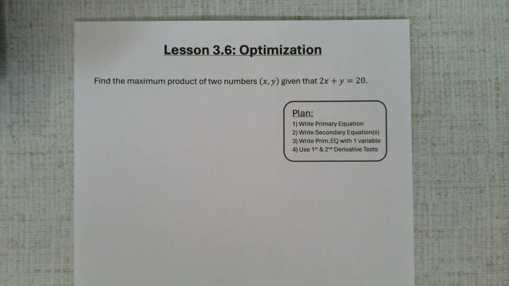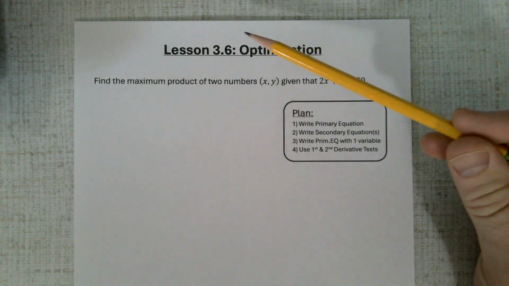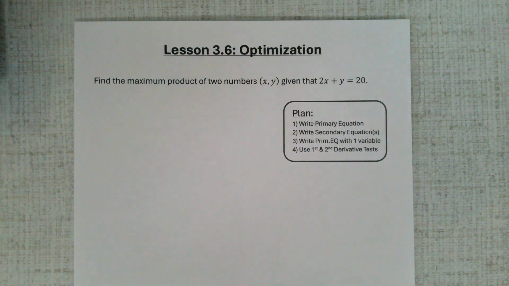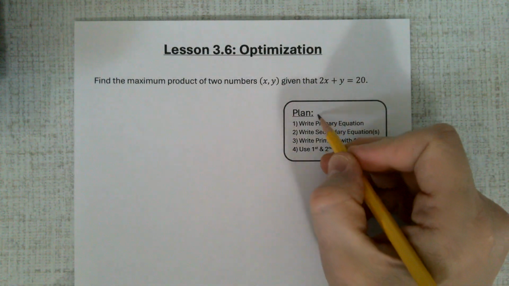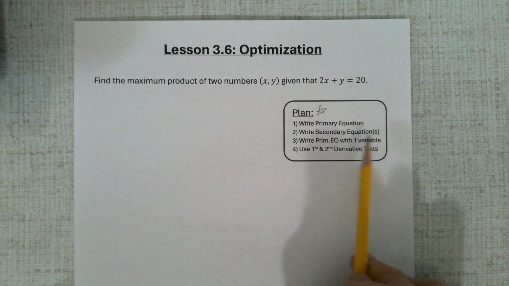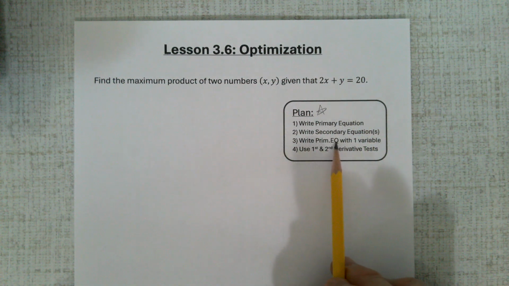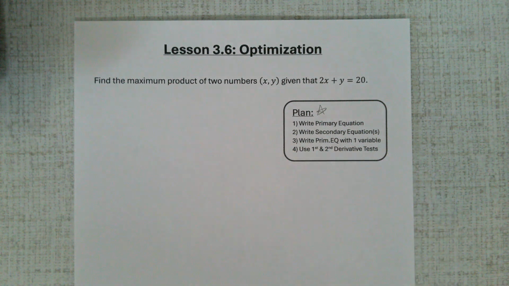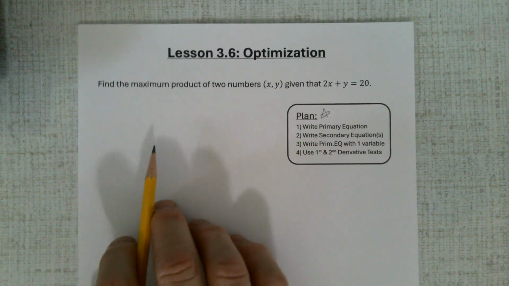I'm going to go over how to solve a typical optimization problem from lesson 3.6. All the problems we're going to do can follow this plan over here. We're going to write a primary equation, write secondary equations, rewrite the primary equation with one variable, then use our first and second derivative tests. Alright, so here we go.